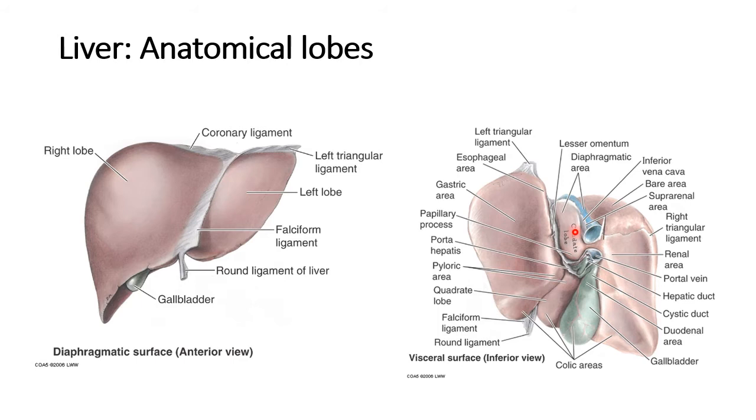So these are the anatomical lobes. If you have an anterior view, you will only see the right and left. If you have an inferior or a posterior view where you see the visceral surface of the liver, you will have 4 lobes, and that includes the right lobe, left lobe, caudate lobe, and the quadrate lobe.